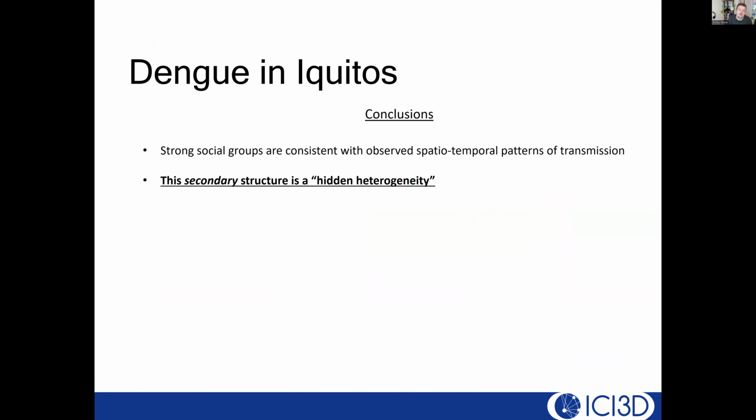So our conclusions for our paper, well, first of all, we confirmed that our results were consistent. We didn't prove our hypothesis, but we at least didn't disprove it. Our hypothesis is consistent with the observed patterns of transmission. But then importantly, and this came only from the reviewer experiments, which in this circumstance is great, sometimes the reviewer experiments are a pain. Here, this secondary structure was actually hidden. So it's a heterogeneity you only will see, even if it's strongly heterogeneous, when you actually look specifically for it. And if you're missing it, you don't get it.